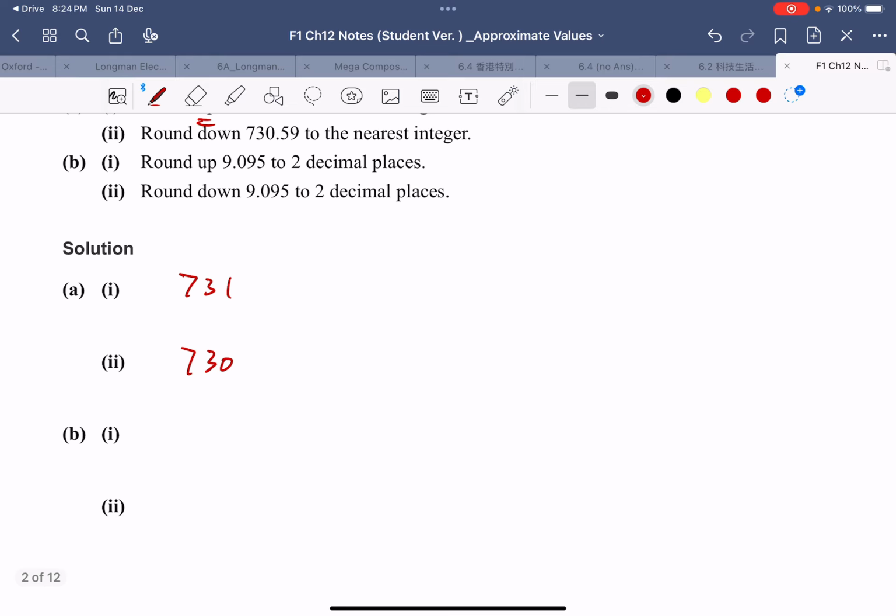Round up this to 2 decimal places. 9. This is the second. Two decimal places here, and then you're going to round it up. But when it goes up 1, it becomes 0. But you need to add 1 here. So 10. And then round down this to 2 decimal places. 9. Just leave the 5. Alright, this is it.